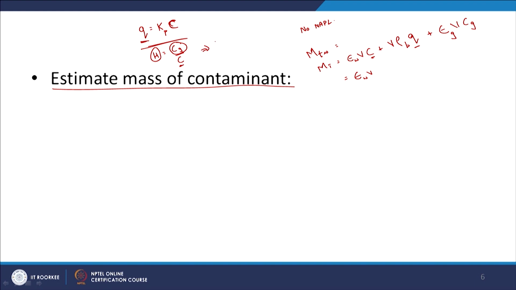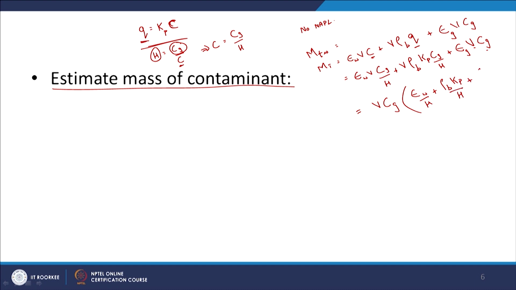So, this concentration of the relevant compound in water is going to be equal to Cg by H, right. So, Cg by H plus total volume, bulk density Q is Kp times C, C is Cg by H, Kp Cg by H plus porosity occupied by the gaseous phase, volume in concentration of gas. So, I think I can take out V and Cg, and that is going to be equal to porosity here and V is out there by H plus rho B Kp by Henry's constant plus porosity here, right. So, using this particular equation I can estimate the mass of the contaminant in this particular scenario.